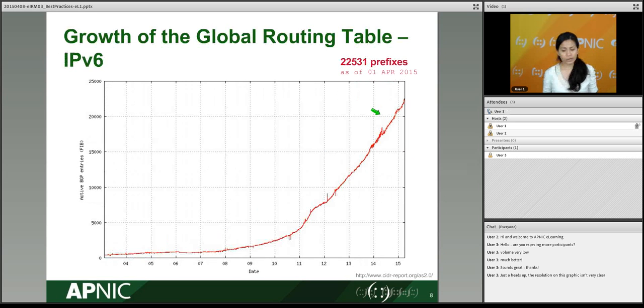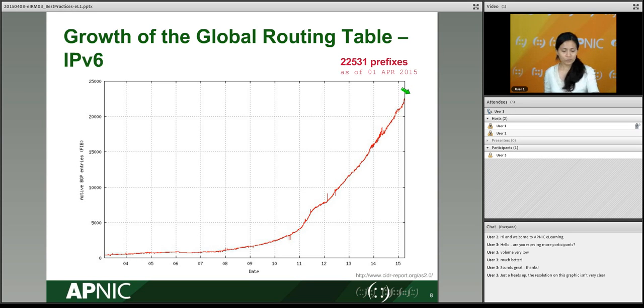Now consider IPv6. This is the global routing table for IPv6. Now it's not as big as IPv4 per se, because in IPv4, we have about 500,000. With IPv6, we only have about 22,500 prefixes as of yesterday. No, I think as of last week when I created this.